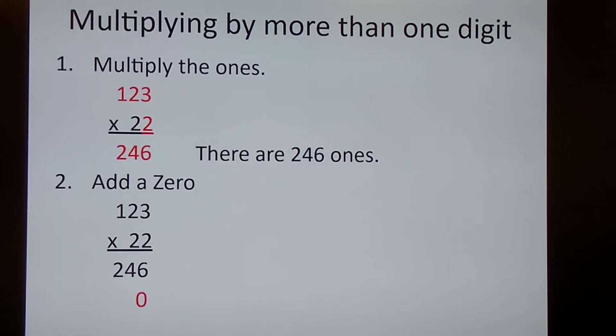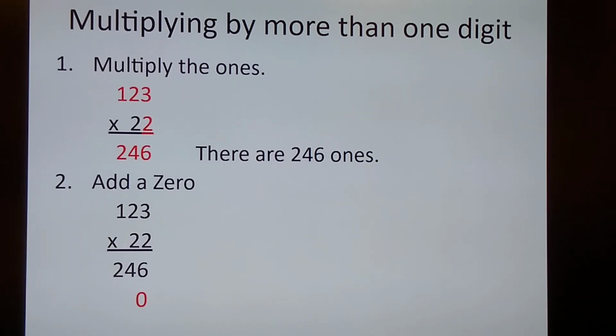Multiplying by more than one digit. Now, you're going to be multiplying by one digit and more than one digit and more than 2 digits sometimes. But these are the basic steps. Now, I have included this PowerPoint and the notes in Google Classroom for you to have on your own. But let's say we're multiplying 123 times 22.